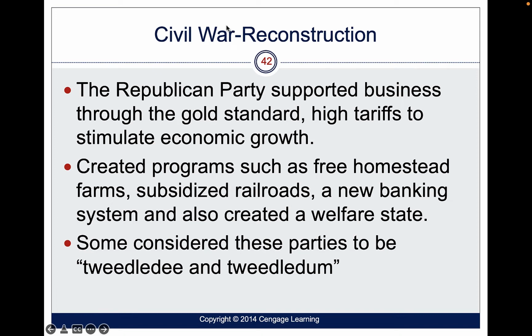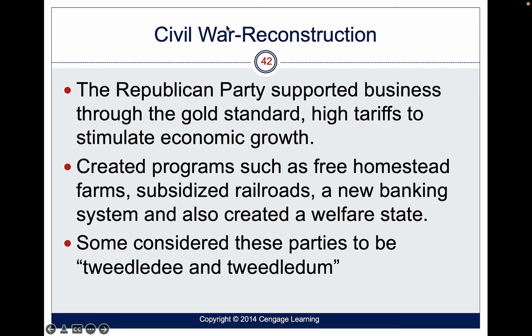And then high tariffs to stimulate economic growth. Basically, you know what a tariff is. A tariff is a tax on imported goods. Anytime there is a cost associated with importing goods, they're going to pass that cost on to the consumer. So the belief with tariffs is that if you have high tariffs, it might motivate a business to produce the good within the United States in order to stimulate the economy.